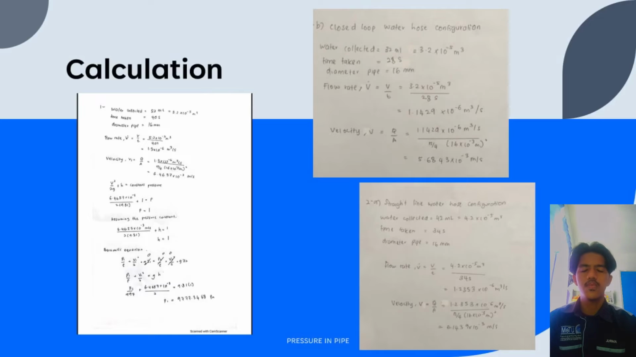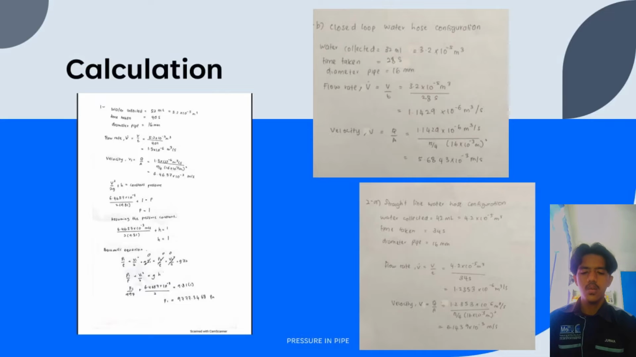So to calculate the flow rate, we use the formula volume over time. For the volume, we get 52 millimeter, but we need to convert to meter cube. After the conversion, we get 5.2 times 10 power negative 5 meter cube. So we divide the volume by 40 seconds, and then we get the flow rate, which is 1.3 exponent negative 6 meter cube per second.